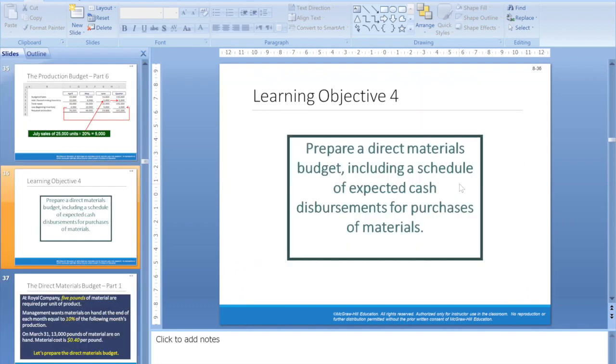So if you remember the sequence will start with the sales budget. So the question of the sales, how many units, and the total revenues that I'm waiting to receive for the next period or quarter, for our example.